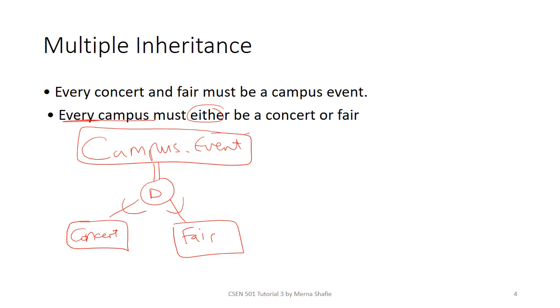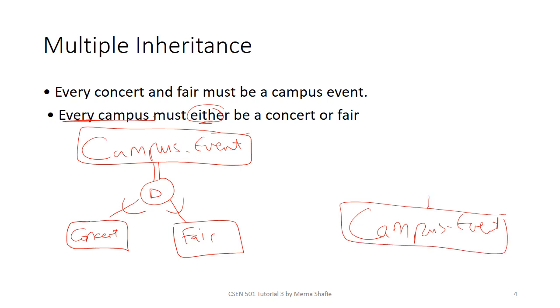So okay, نقراها تاني. Every concert and fair must be a campus event. So the is-a relationship holds. I have no problem. And every campus, so I have the total participation, must either, so I have the disjointness, be a concert or a fair. So I don't have any problem with this picture along with the two statements.